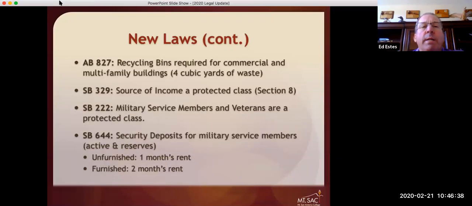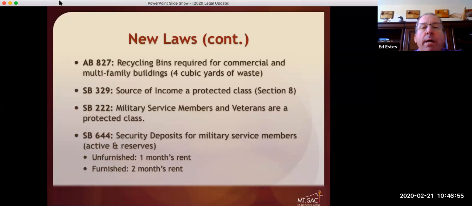So AB 827, if your residential or commercial property is generating more than 4 cubic yards of waste, you need to have recycling bins for them. Not that they'd actually properly use them, but you're required to have them.